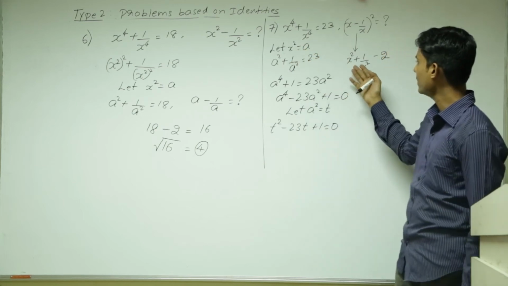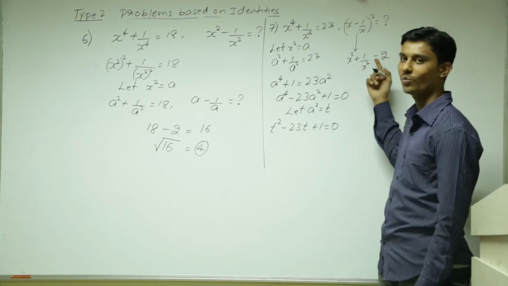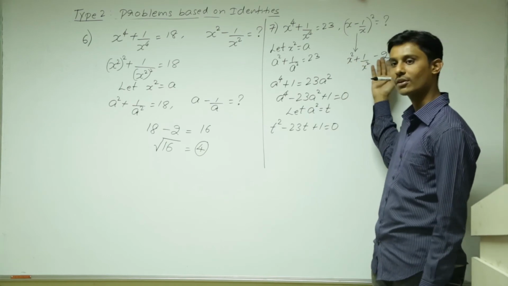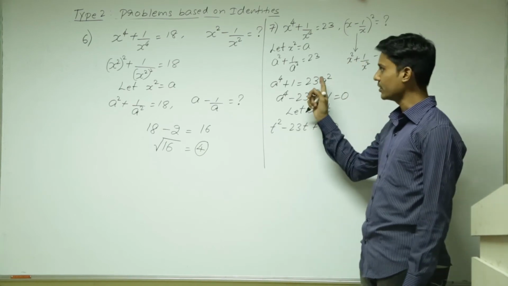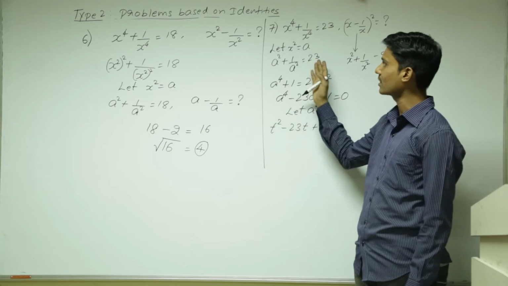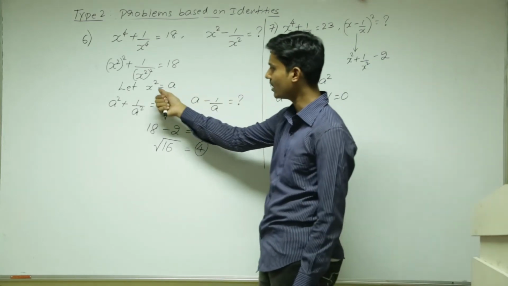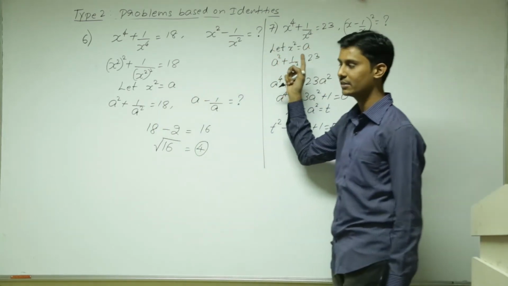So you are asked to find a plus 1 by a minus 2 value. A value directly substitute in the given question. You will get the answer. Right? This is your method 1. Please write down question number 6 and 7. They both are using the same logic. X square is a. Right? This is my method 1.